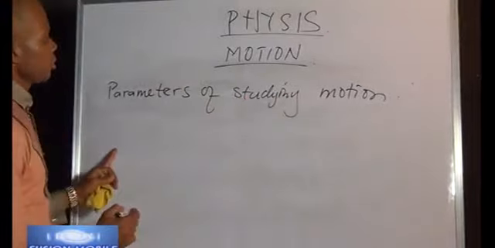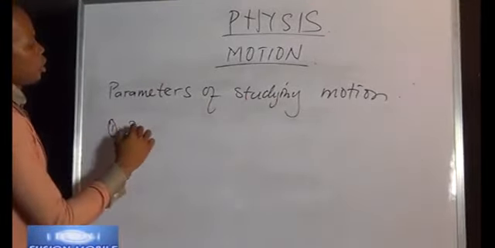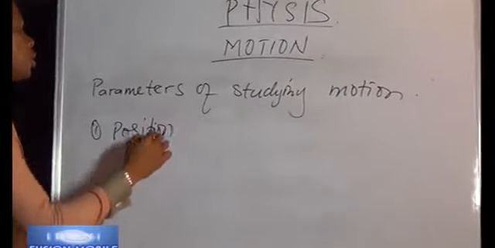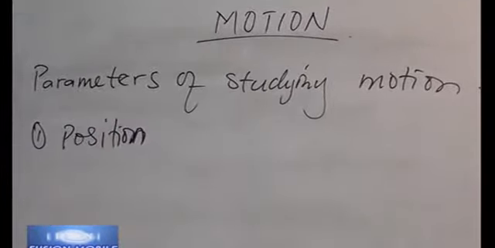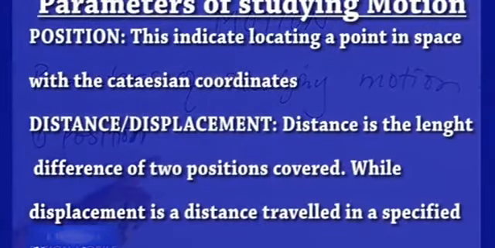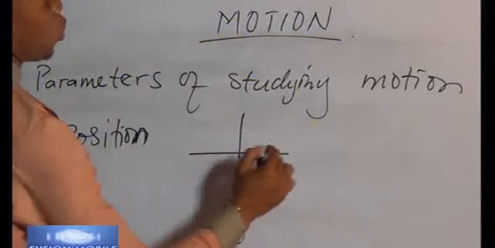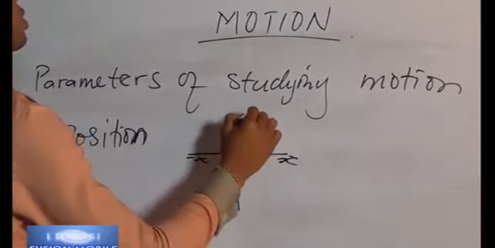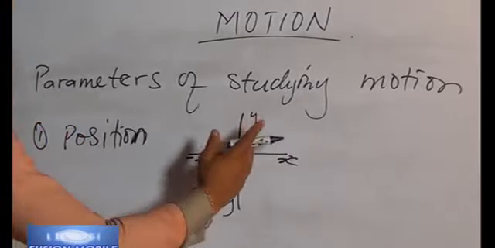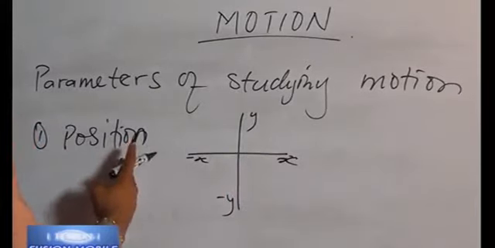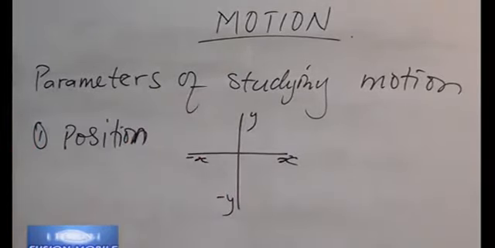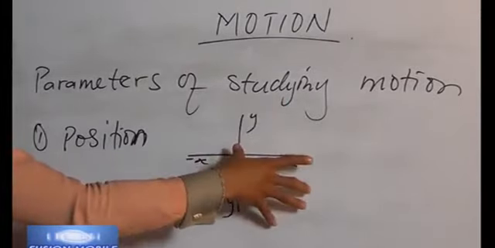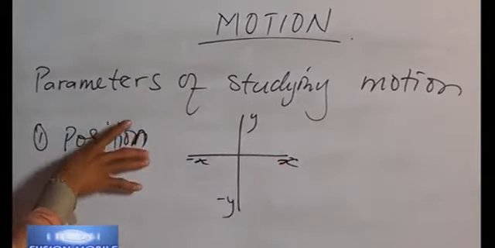Parameters of studying motion. The first is position, because you can't say where something is going unless you know where it is at the moment. Talking about position, we are talking about locating a point in space with the Cartesian coordinates. Cartesian coordinates simply means your xy coordinates, where the horizontal is the x coordinate, while the vertical is the y coordinate. Whether it's in the positive part of x, negative part of x, negative part of y, or positive part of y. Once you can locate that in space with this Cartesian coordinate, we'll say that that is the position of that particular thing.